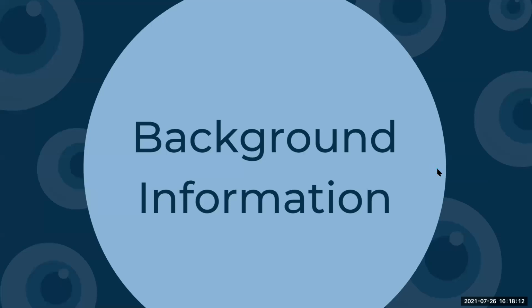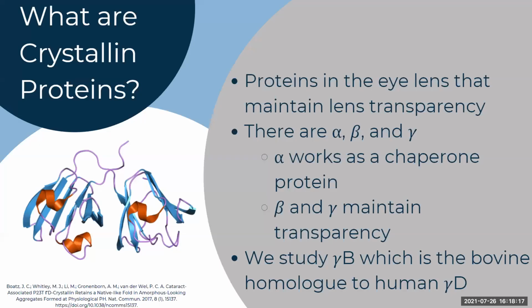I'm going to start out with some background information about my research. So what are crystallin proteins? Crystallin proteins are proteins in your eye lens that maintain lens transparency, and there are three types. The three types are alpha, beta, and gamma crystallins.